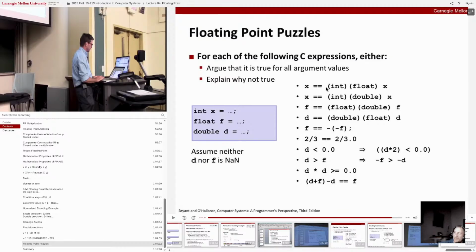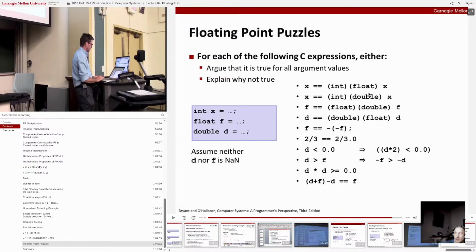Okay. x is equal to (int)(float)x. So first, x as an integer gets converted into a float. It could then lose precision since float is a 32-bit value, and the float could have not enough bits to represent the integer precisely at the higher range. So it loses some precision when it goes to a float, and then converting back to an int. So this is false. You could have a very large x that will get rounded, and precision will be lost when it gets converted through a float.